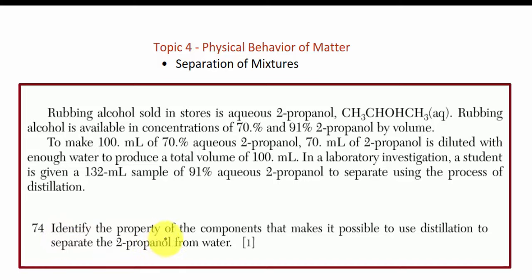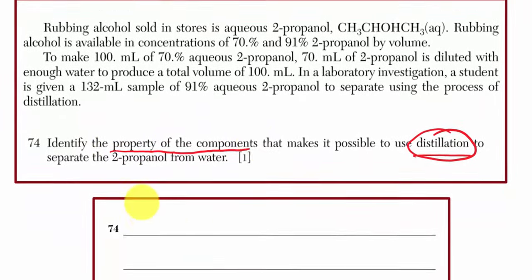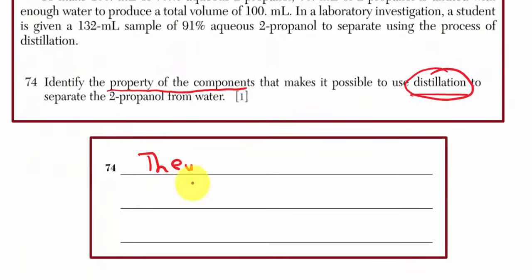Question 74. Identify the property of the components that makes it possible to use distillation to separate the 2-propanol from the water. Well, you have to know what distillation is and what it's based on. Distillation is the process of separating mixtures based on the fact that the portions of the mixture have different boiling points. So, identify the property of the components. They have different boiling points.